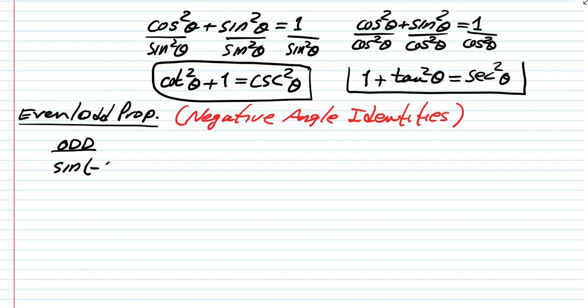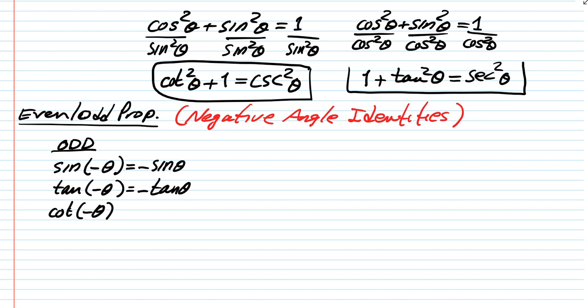Sine is an odd function. Sine of negative theta equals negative sine of theta. Okay, I'll show you why in just a moment. Tan of negative theta, tan is also odd. It's negative tan theta. Cotan, odd, negative cotan theta.